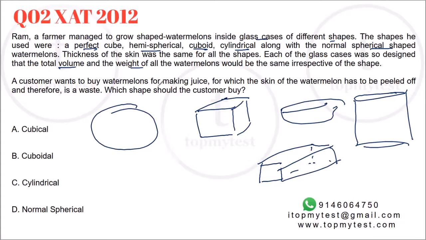Customer wants to buy watermelon for making juice, for which the skin of the watermelon has to be peeled off and therefore is a waste.